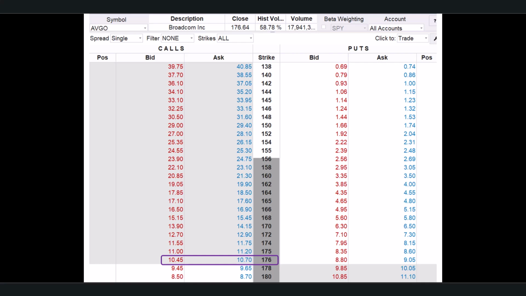Let's take a look at the profit potential for purchasing the 176 strike call, which is the closest strike to the current price of the stock. The bid-ask spread for the 176 call is 10.45 to 10.70. We tried to enter at the midpoint, so we'll use 7.60 as the buy price.